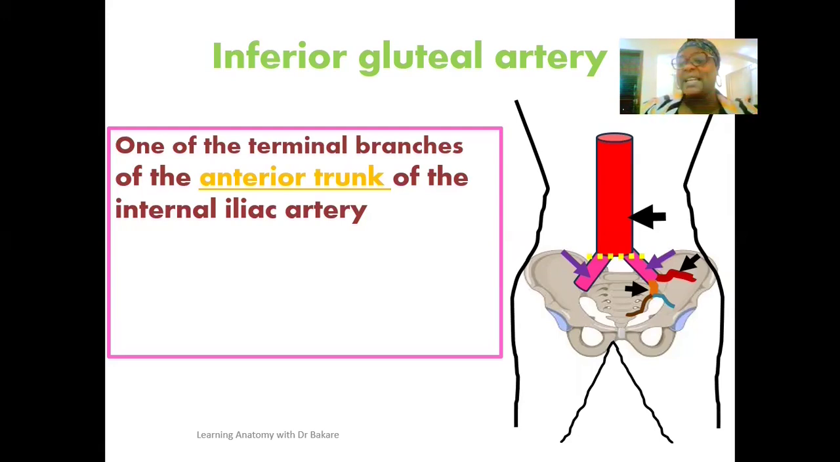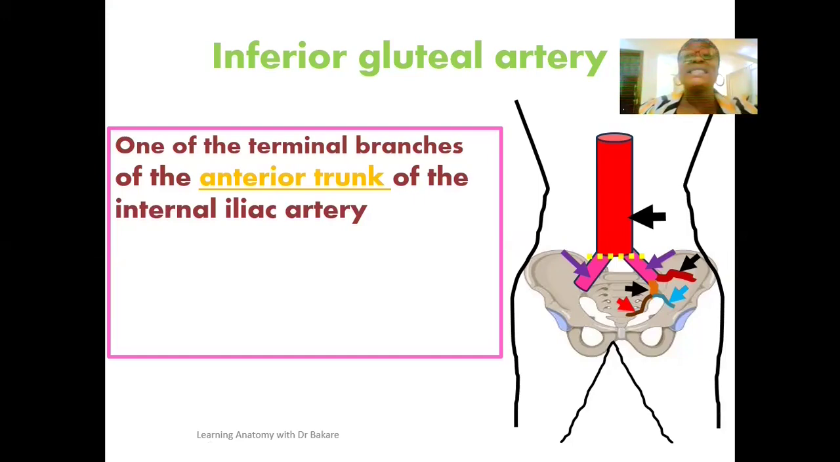This internal iliac artery is further subdivided into two trunks. So within the pelvic cavity, you have the internal iliac artery dividing into the anterior trunk that is highlighted here in red, and also the posterior trunk behind that is highlighted here in blue. The anterior and the posterior trunks are what give the branches of the internal iliac artery.